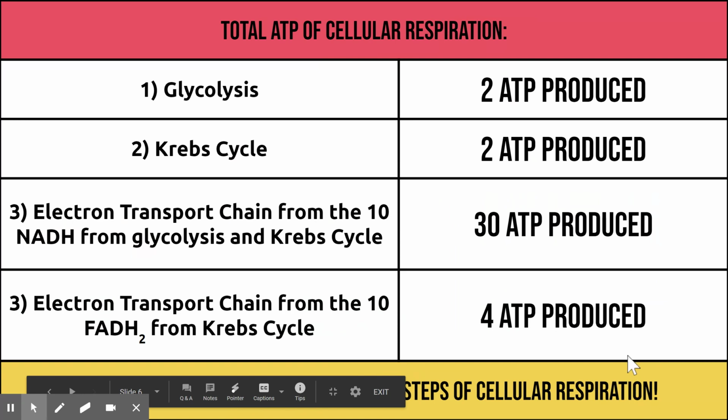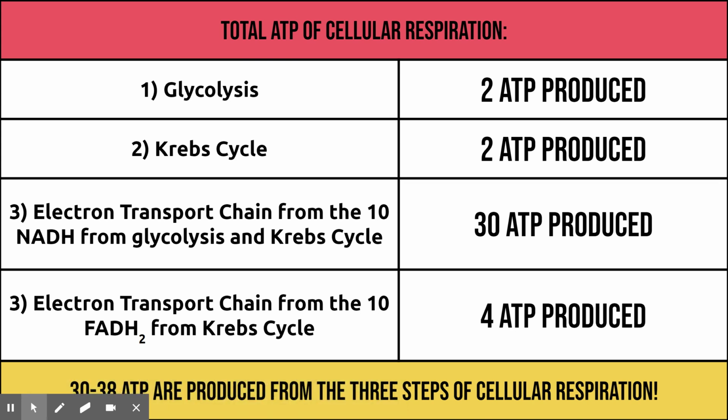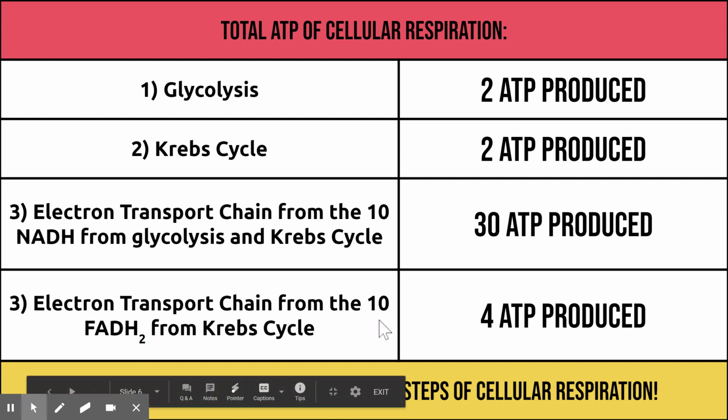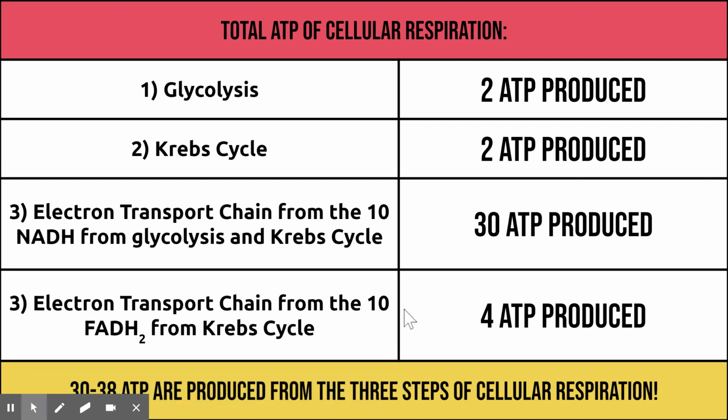This is the last idea that I want you to know: how much total ATP do we get from respiration. Looking back at that picture, during glycolysis, 2 ATP are made. During the Krebs cycle, 2 are made. During the electron transport chain, from the 10 NADH that were made from glycolysis and the Krebs cycle, 30 ATP are produced. And then in the electron transport chain, from the 2 FADH2, typo, this should say 2. I'll change that in your slides in a minute. From the 2 FADH2 from the Krebs cycle, 4 ATP are produced.